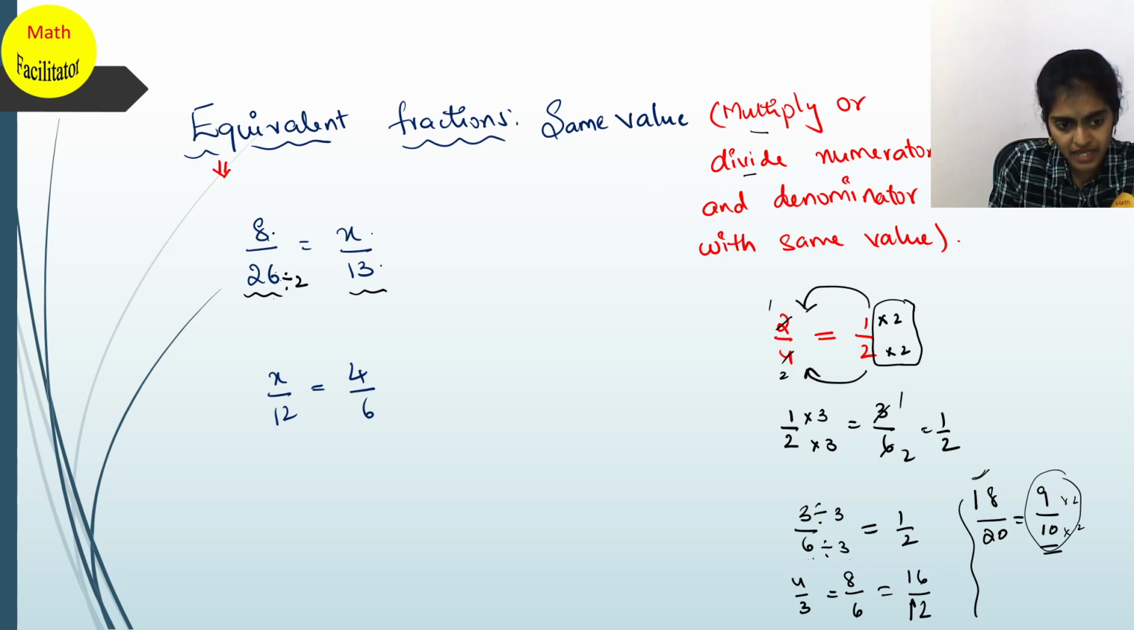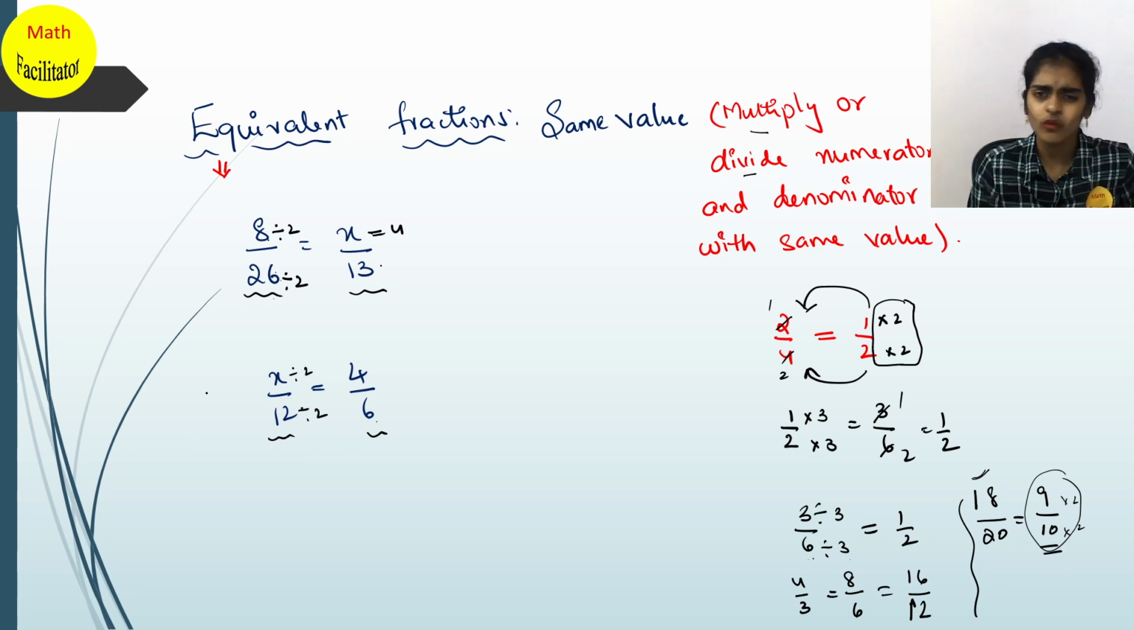So similarly, numerator also I have to divide by 2. So if I divide 8 by 2, what will I get? I will get x as 4. Clear with this? Same. See here, you have 12 and 6. 12 if I divide by 2, I will get 6. Similarly, this x if I divide by 2, I will get 4.